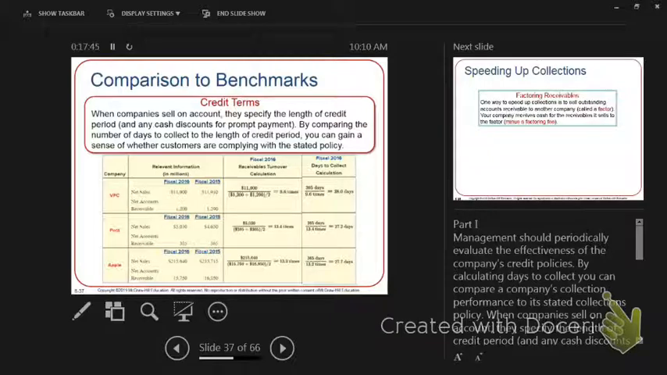Look at the dollar amounts. You could never compare these companies without ratios. That's the wonderful thing about ratios. So Vanity Fair collects every 38 days, and then Post and Apple are right around 27 days. If you compare them, it would make it look like Vanity Fair is not doing as well. But why do you think 38 days might be reasonable for Vanity Fair?